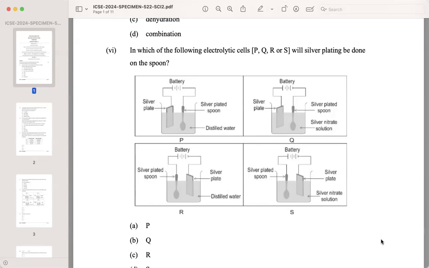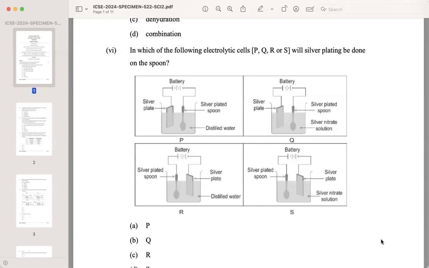In your second case, I'm going downwards, that is R and S, they are not correct. How to identify? Because there is a very small hairline difference. Please remember that the left hand side electrode of the electrolytic cell is always the anode and the right hand side is always your cathode.